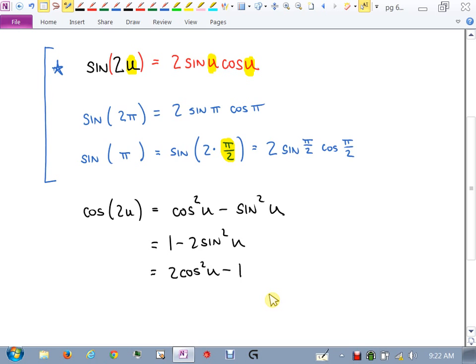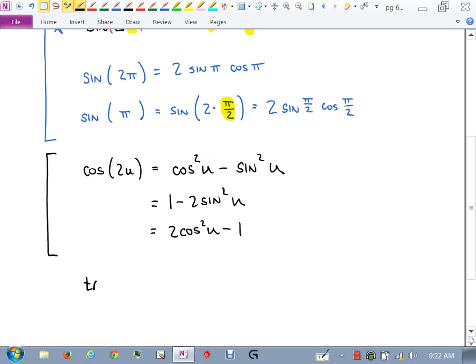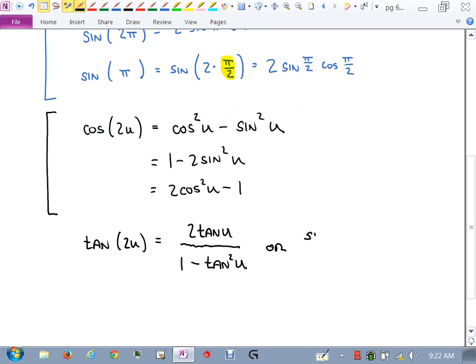All right, let's see how we can. Is there a tangent 2u on your formula sheet? Yes. So tangent 2u doesn't come up as often, but it's 2 tangent u over 1 minus tangent squared u. Or couldn't you say it's the same as sine 2u over cosine 2u? Wouldn't that be the same thing?